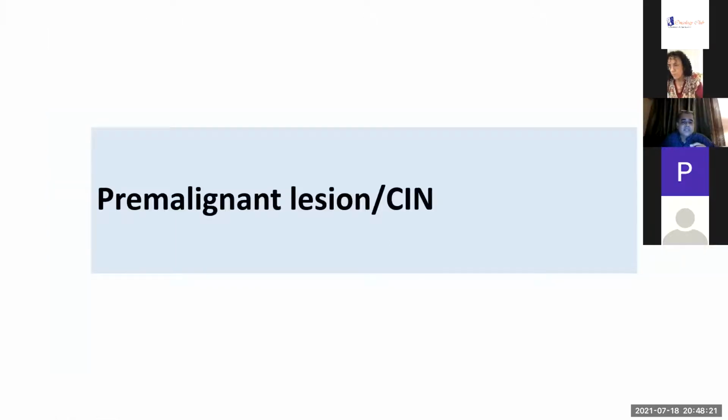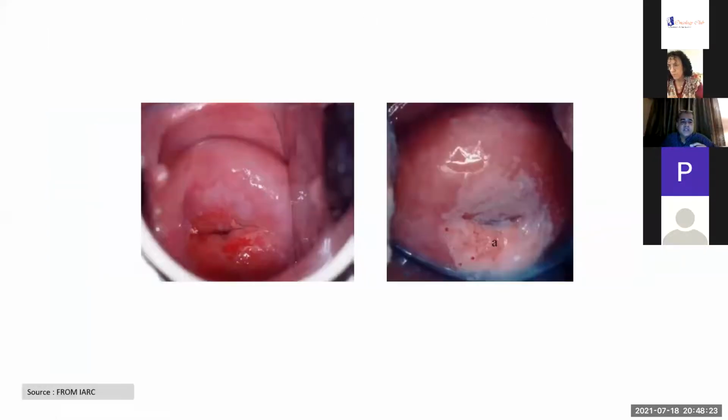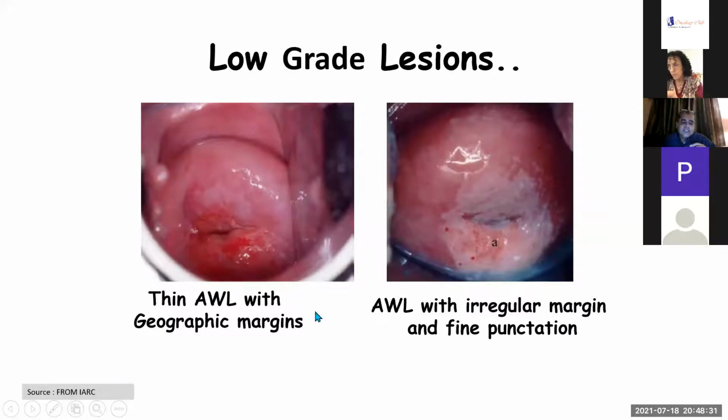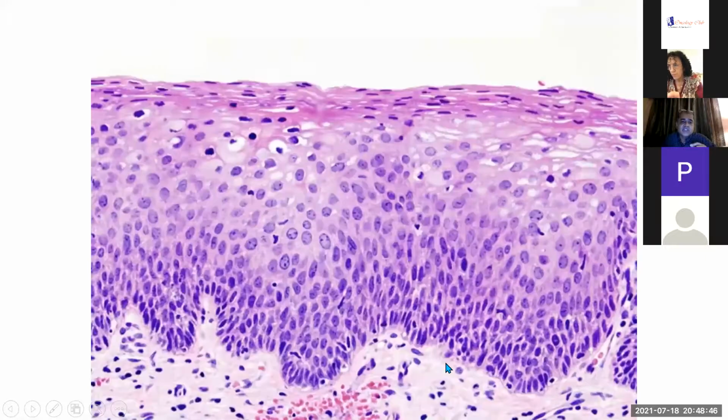So what are the pre-malignant conditions we are going to deal with? These are a couple of pictures from the IARC website. A low-grade lesion looks very much like this, with a thin nested white lesion with geographic margins. They may be skip lesions, they may be multiple lesions, and they may show fine punctation with irregular margins. That's how low-grade lesions look on colposcopy and on physical examination.